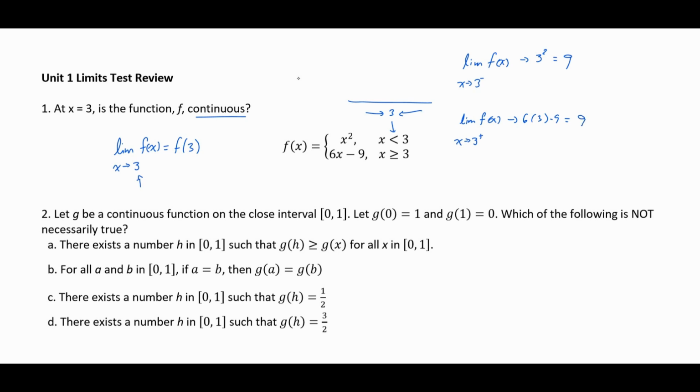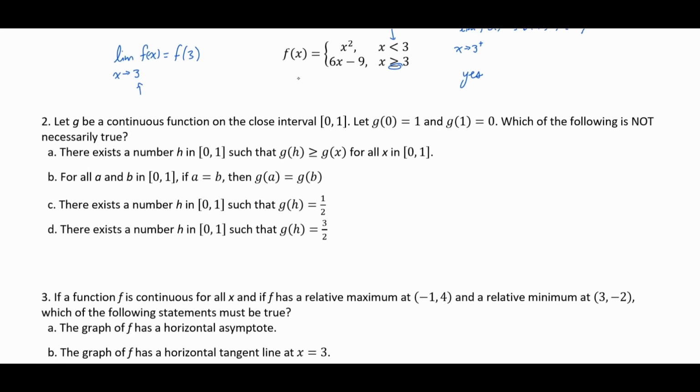Now this also satisfies f of 3 because it's also equal to 9. So we do want to keep that in mind. The function and the limits all approach the same value, so we can say yes, this function is continuous at 3. The limit is 9, and f of 3 also equals 9.